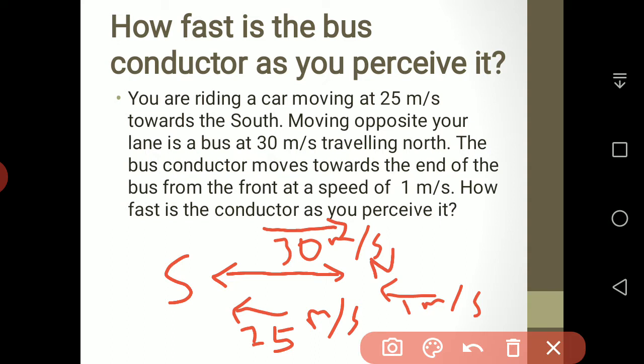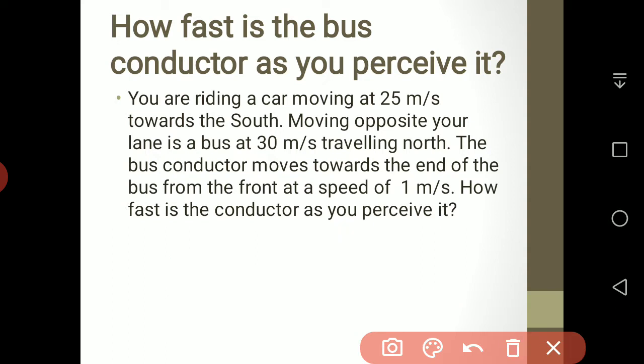So, katulad ng sinabi ko kanina, kapag magkasalubong kayo, mas mabilis yung perception mo ng speed niya. Which means, mag-a-add kapag magkasalubong. Pero kung magkasabay kayo, parang mas mabagal yung speed niya. So, magsusubtract naman kung magkasabay. So, basically, i-add lang natin yung magkasalubong na speeds. So, magkasalubong yung 25 kanina. Tapos, 30.